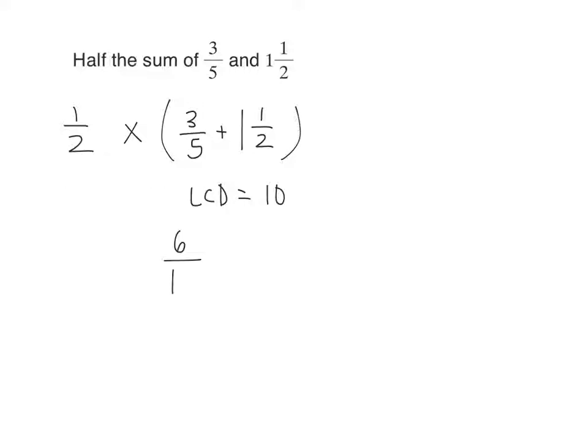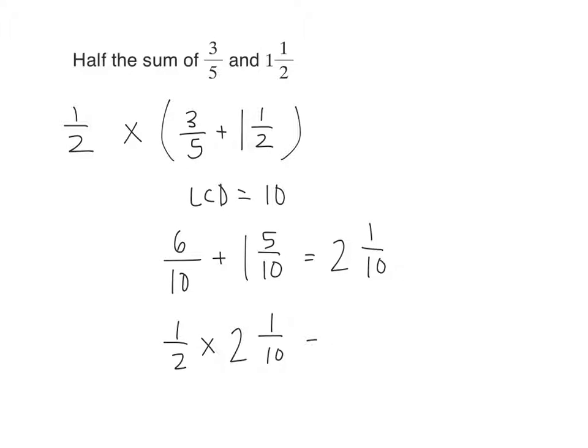Let's talk about that in a second. We could do 6/10 plus 1 5/10, which as we know is 2 and 1/10, right? So we're finding 1/2 times 2 and 1/10, which is the same as 1/2 times 21/10. This time there's nothing we can cross cancel, so this is equal to 21 over 20, or 1 and 1/20.